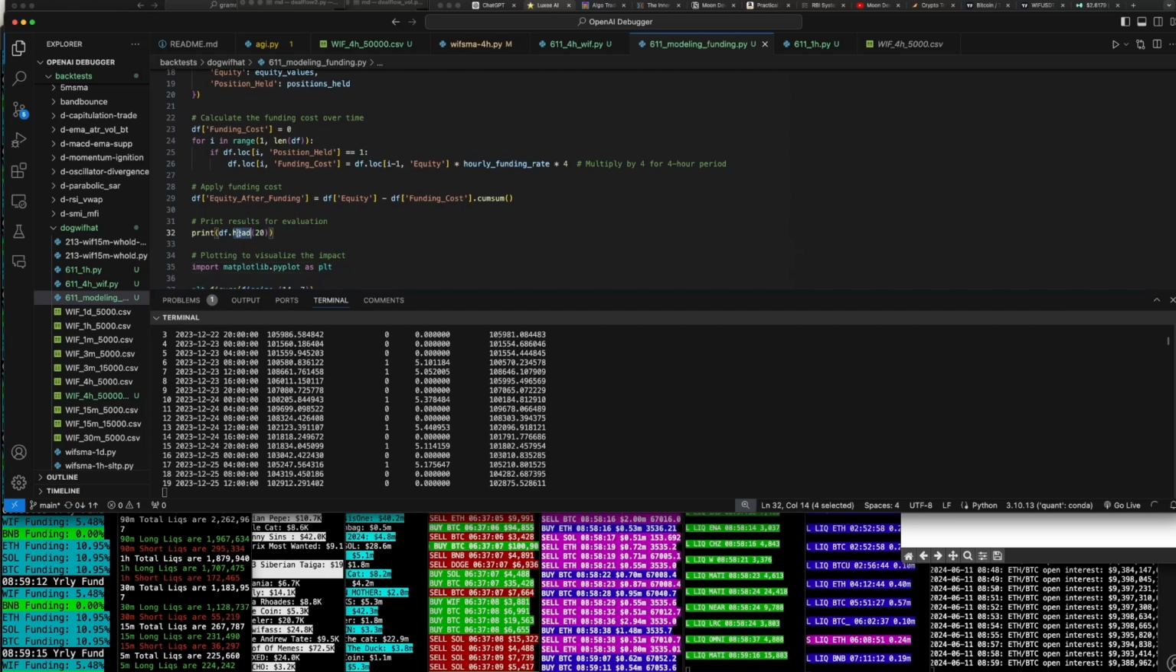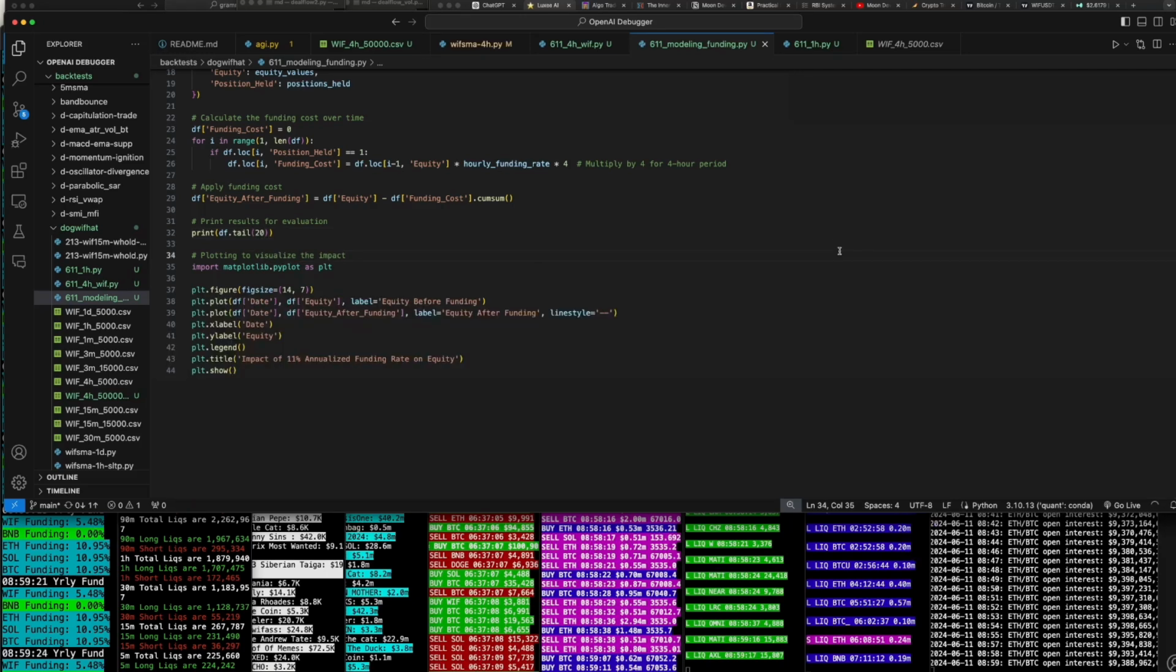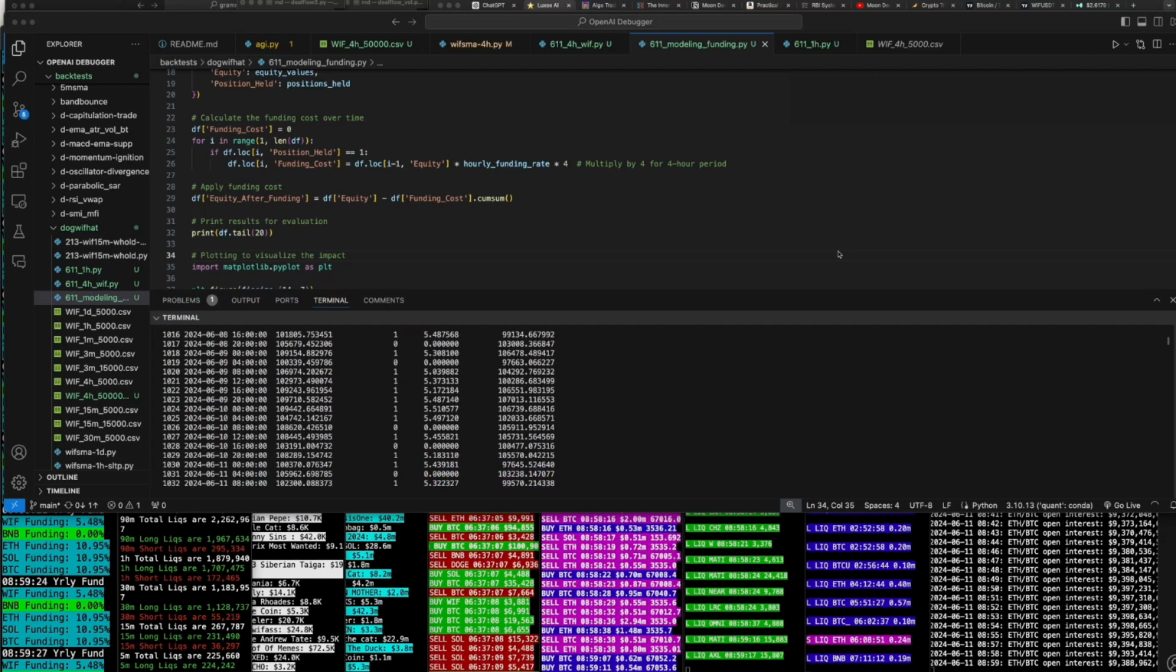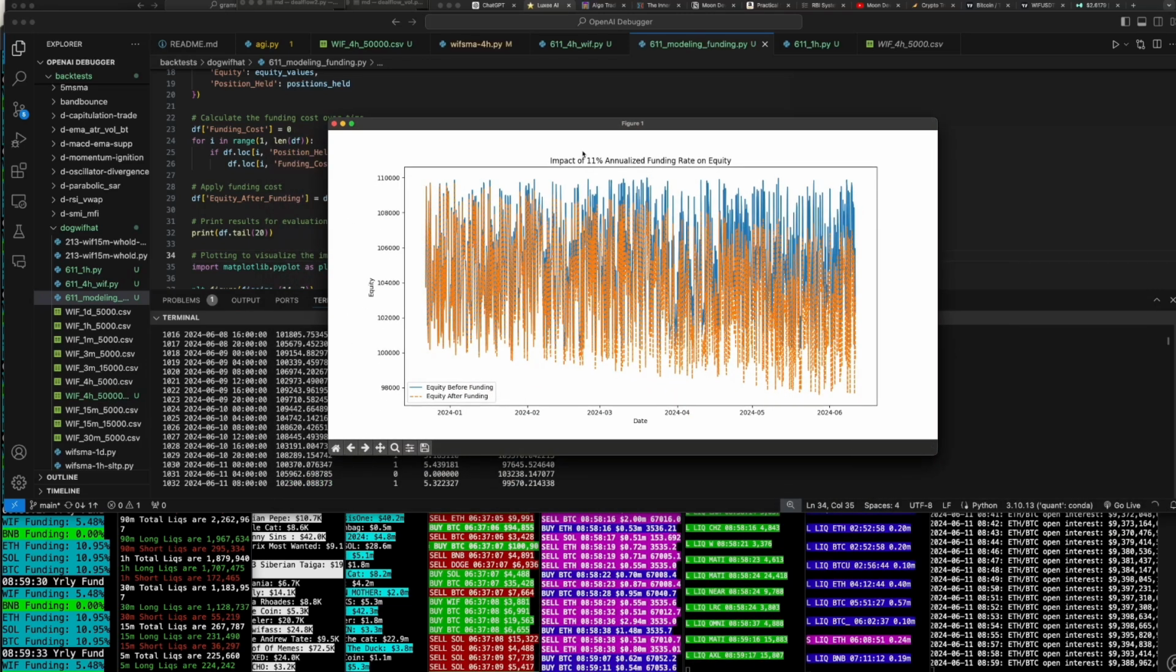I want to say dot tail though, because this will show the end. Okay, so that just changes it to show the end of the data frame instead of the whole data frame. Okay. Honestly, it doesn't look like a huge impact. Obviously, there is an impact though.